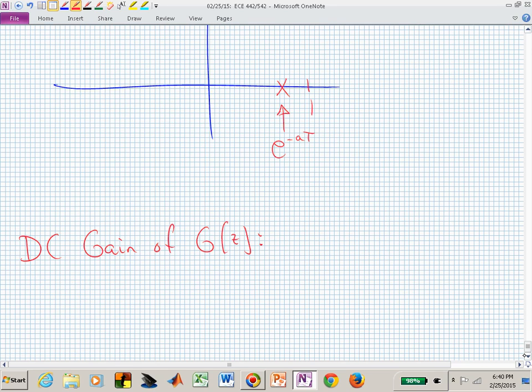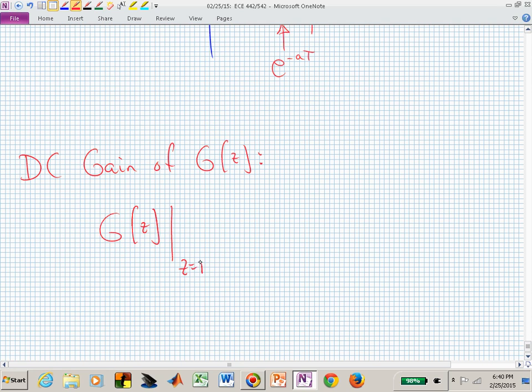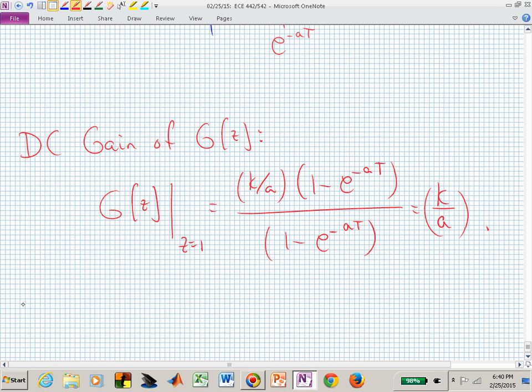where the DC gain here is now G of Z with Z equal to 1 is now this K over A, 1 minus e to the minus AT over 1 minus e to the minus AT, which is now K over A. And that's the same as what our DC gain was in the S domain, or for the continuous time system.